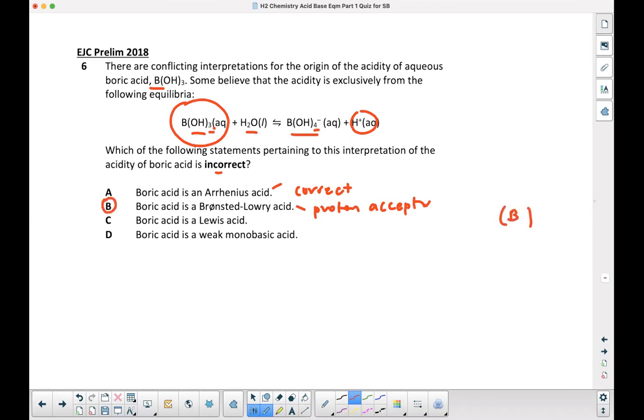Okay, but let's look at the next few. Boric acid is a Lewis acid. What's a Lewis acid? A Lewis acid is an electron pair acceptor, right? So did it really accept an electron pair? Let's take a look. This is what boric acid looks like. When it became this, the OH minus lone pair formed a dative bond to the boron. So it's an electron pair acceptor. So that's true. Okay, so C is correct, but the question asked for the incorrect one. Boric acid is a weak monobasic acid, because in water it only gave out 1 H+. So this statement is still correct. Okay, so that's why the answer is B.